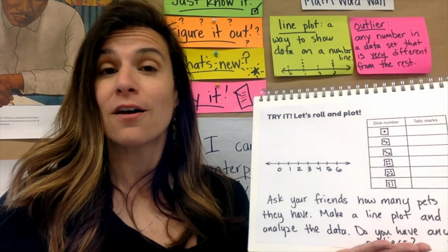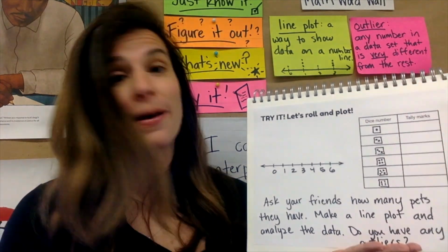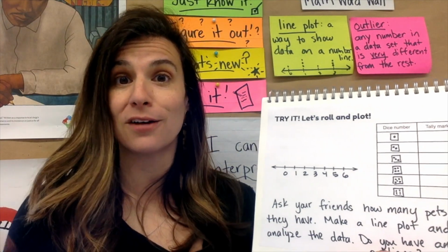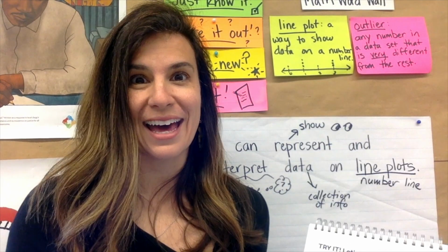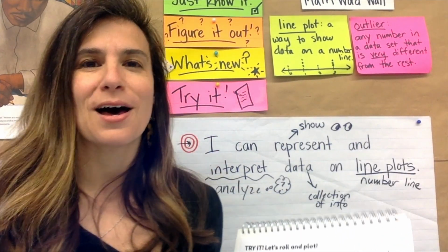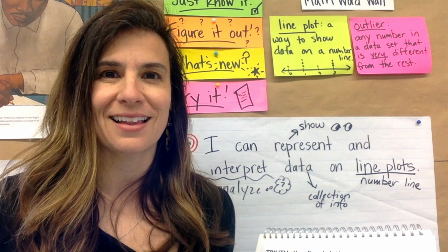Or maybe you have friends who don't have any pets at home, and so they might be an outlier if you have lots of friends who have some pets. So have fun with that and come up with your own questions to make your own line plots and analyze the data.